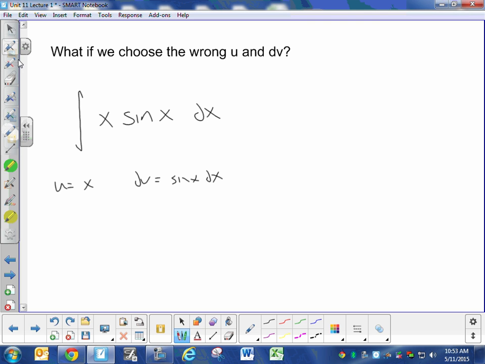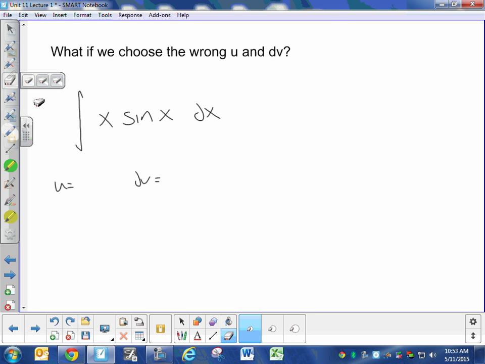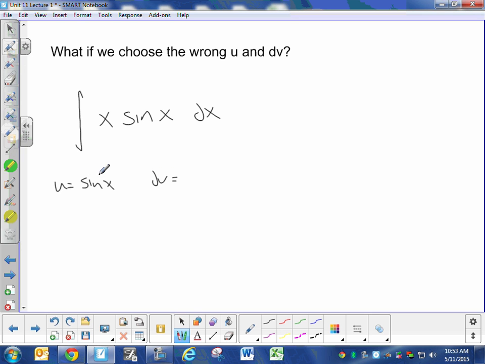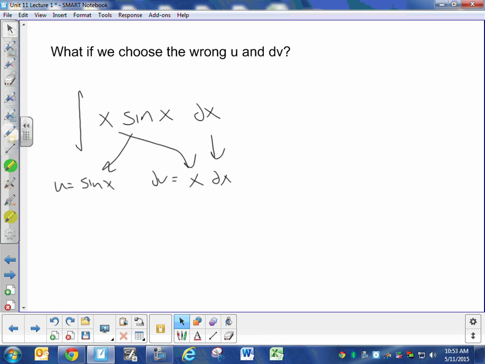Well, sometimes it's not going to be that easy with things being on the left side and on the right side. I could have picked u to be equal to sine x. So let's try this exact same antiderivative again, only with different u's and different dv's. Let's say u is sine x, and let's say dv is x dx.